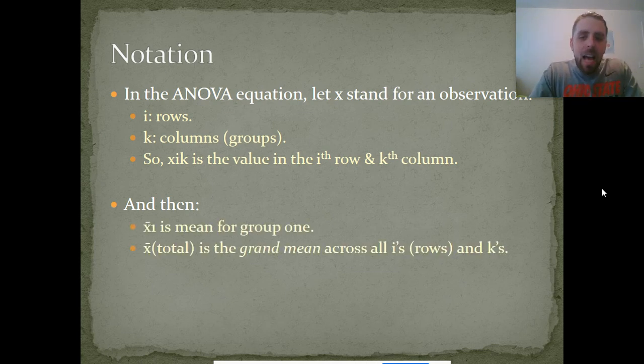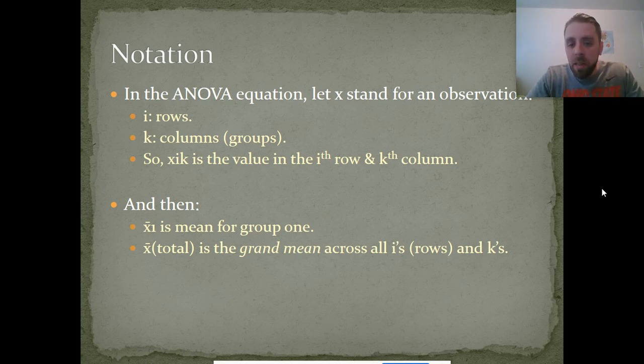Then X bar 1 is going to stand for the mean of group 1. X bar 2 will be the mean of group 2. X bar 3 will be the mean of group 3. Now, in our situation, we don't have a 4th, 5th, and 6th group, but there's no reason why we couldn't. We could have as many groups as we wanted, and that would be just fine.